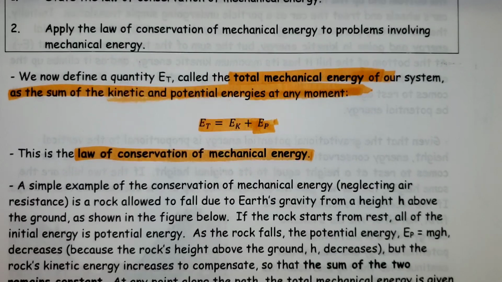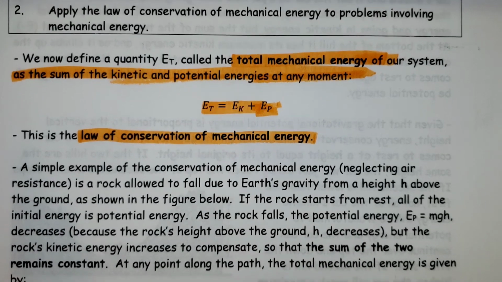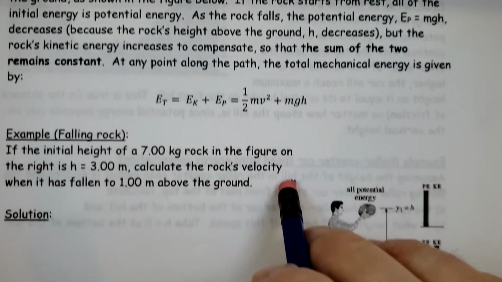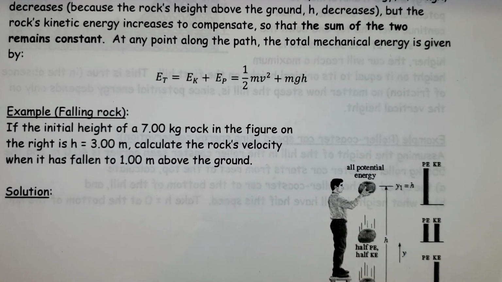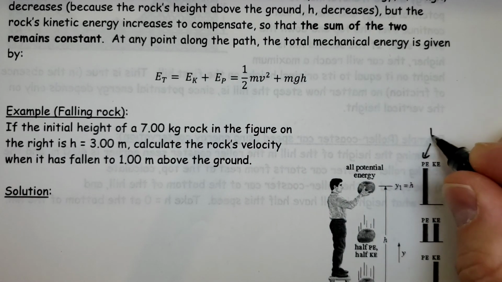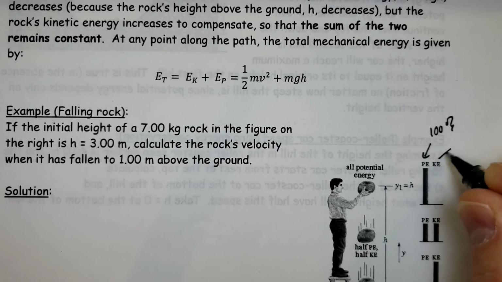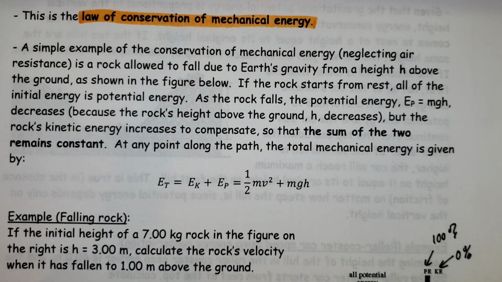Simple example of the conservation of mechanical energy, neglecting air resistance: allowing a rock to fall due to Earth's gravity from a height above the ground, as shown in the figure you'll see in the bottom right-hand corner. The rock starts from rest. All of the energy is originally potential energy because you're bringing it up from the ground level to the top. So all energy is potential. So if you look down here, you could write down 100% potential, 0% kinetic at the very top.